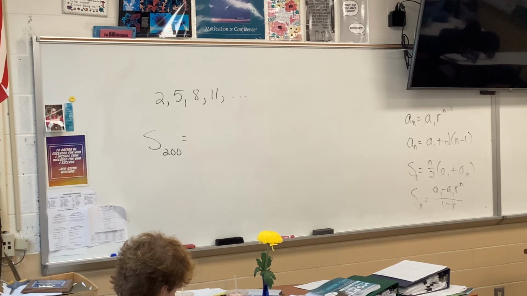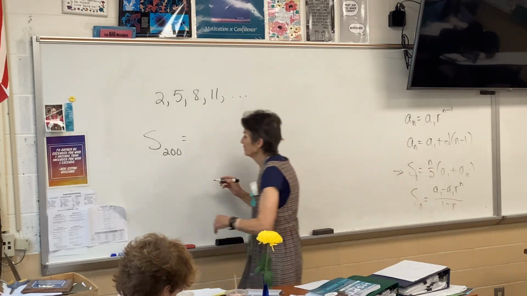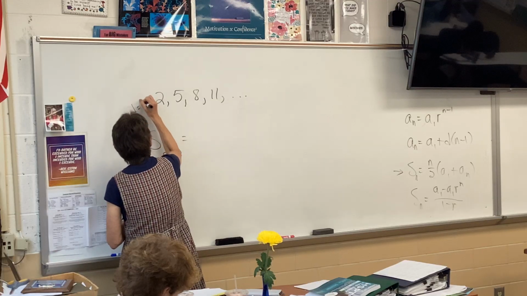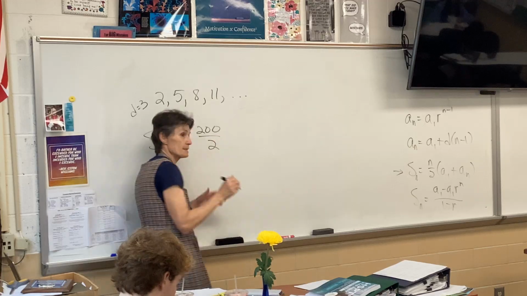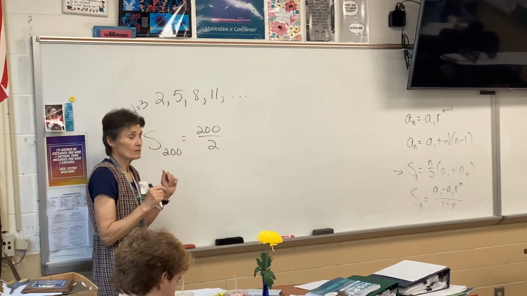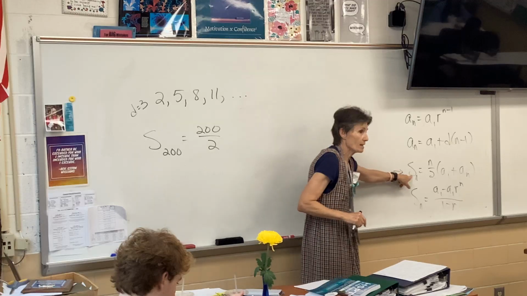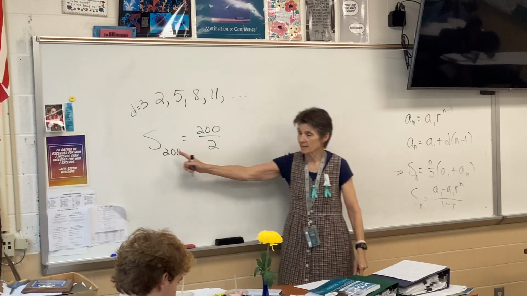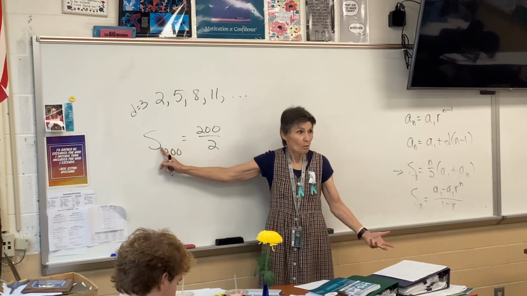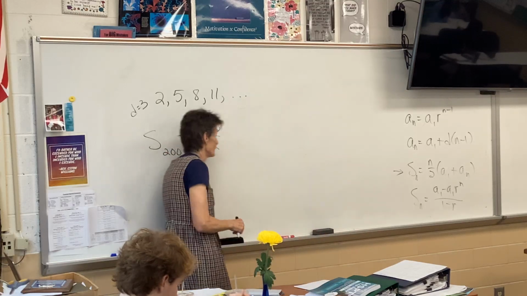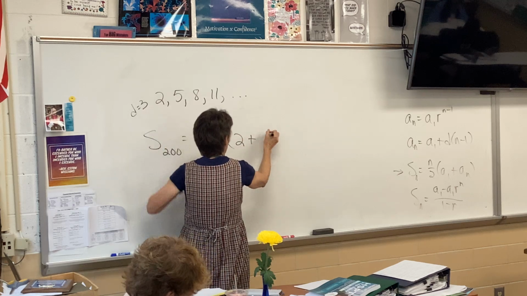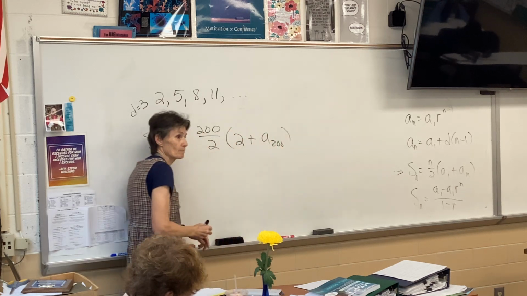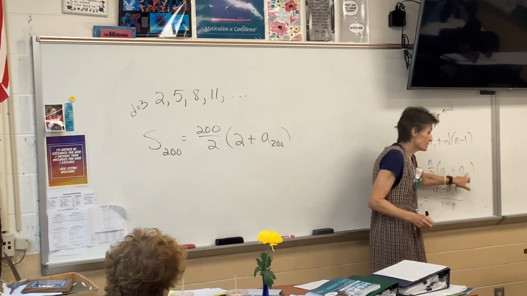All right, so here we go. Formula for arithmetic is right there. So I have n over 2, 200 over 2. Guys, what does the formula say? S sub n. What does this say? So what's n? 200, absolutely. So we got 200 over 2 times the first term plus the 200th term. This says a sub 200.